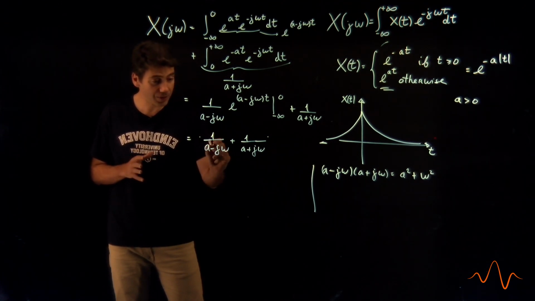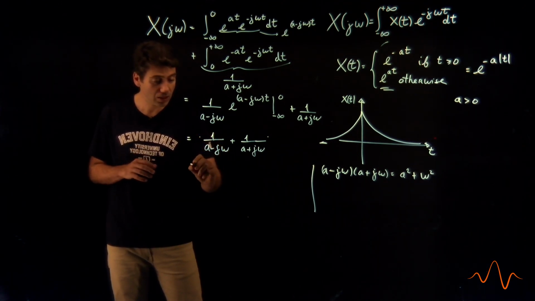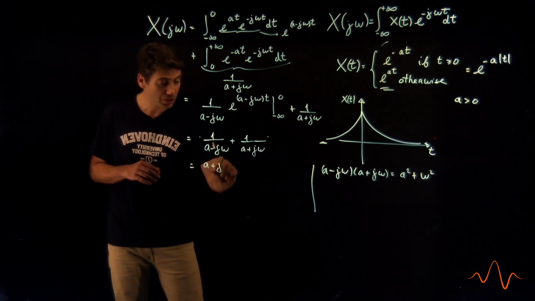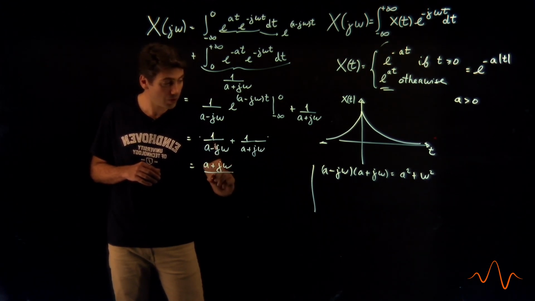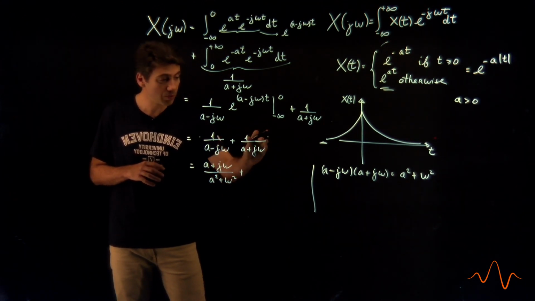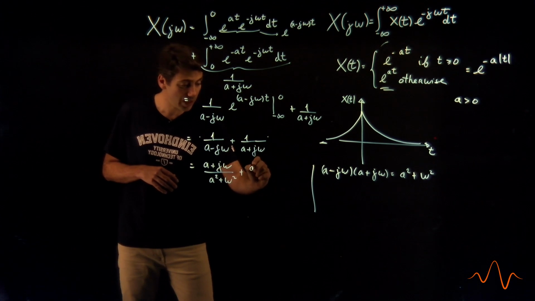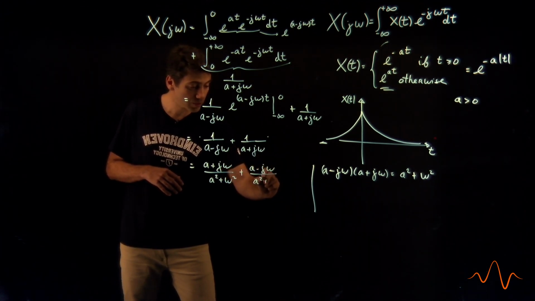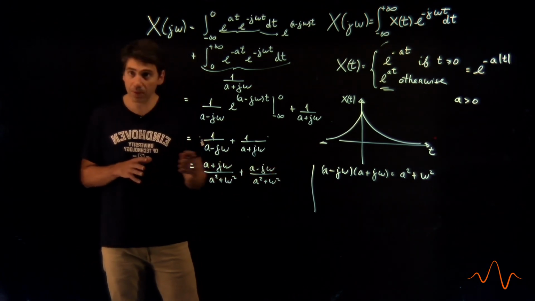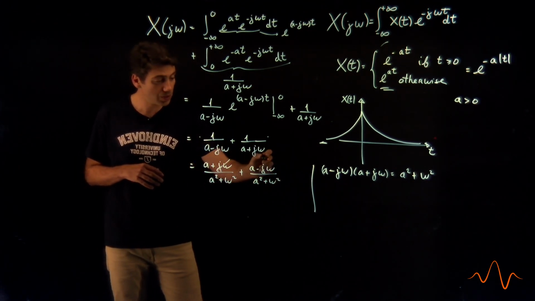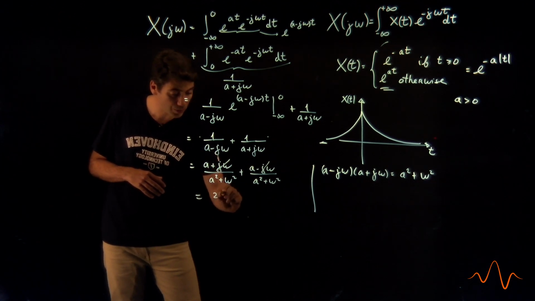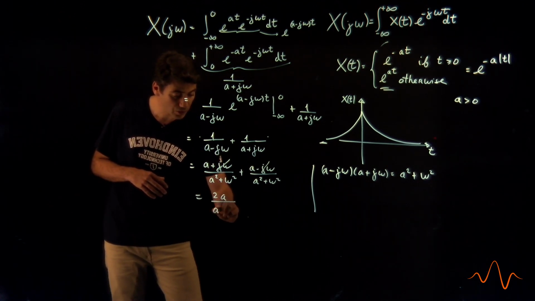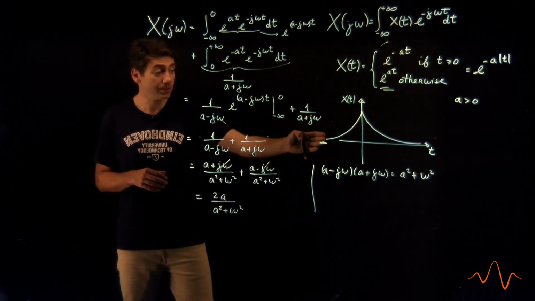So we're going to get in the denominator a square plus omega square in both terms. In the first case I'm going to multiply by a plus j omega, so I'm going to get a plus j omega over a square plus omega square, and in the second case I'm going to multiply by a minus j omega, so a minus j omega over a square plus omega square. We have the same denominator, so this will cancel, and we end up with 2a over a square plus omega square, which is the Fourier transform of this signal.